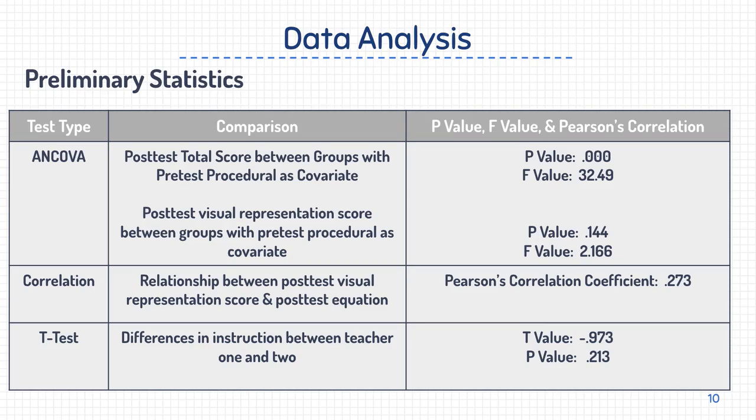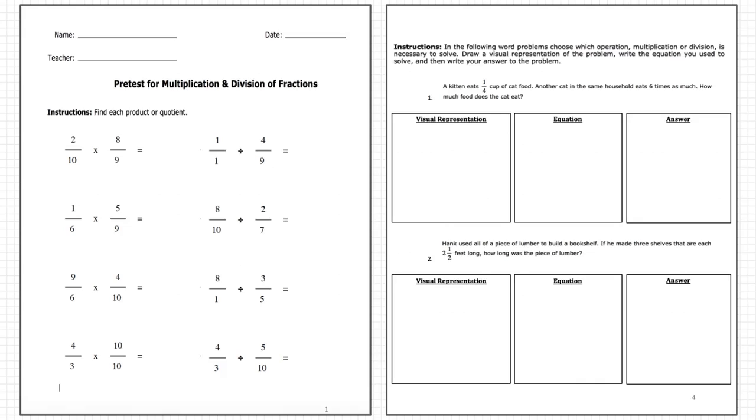Now, the results were, we first used an ANCOVA, and we compared post-test total scores between groups, and we used the pre-test procedural as the covariate. So we used this left-hand side just as our covariate, because if students were able to perform well on this in the beginning, we assumed they would perform well on it at the end. And we didn't want that to impact students and our results. We wanted to show growth. We didn't care how they performed at the beginning. We wanted to see how they grew.